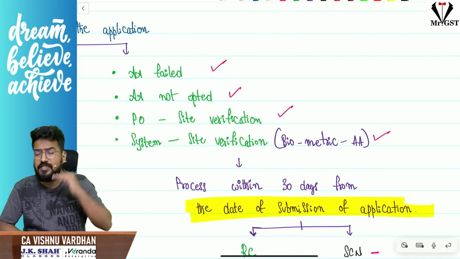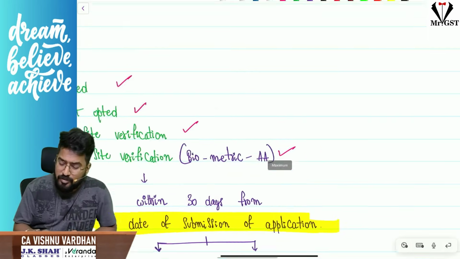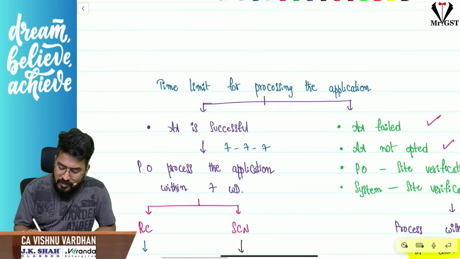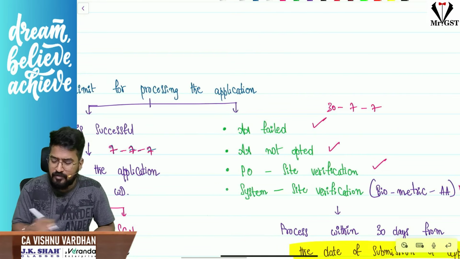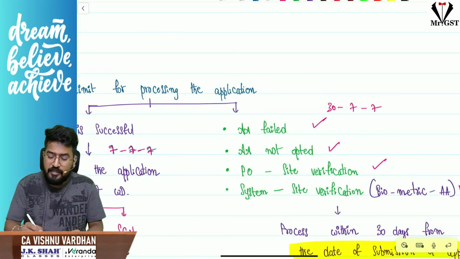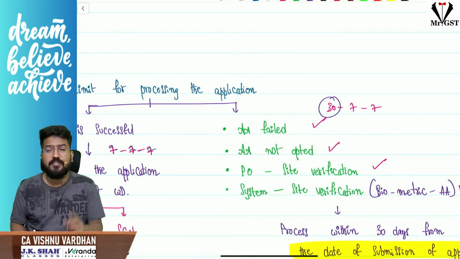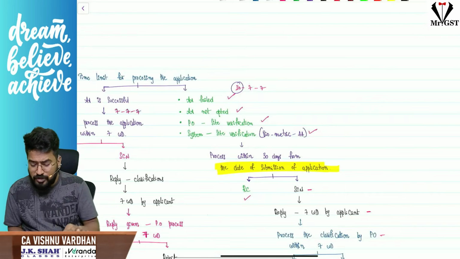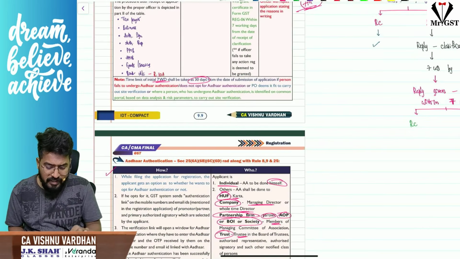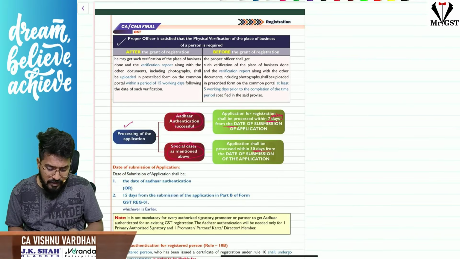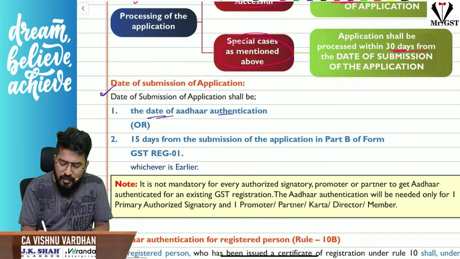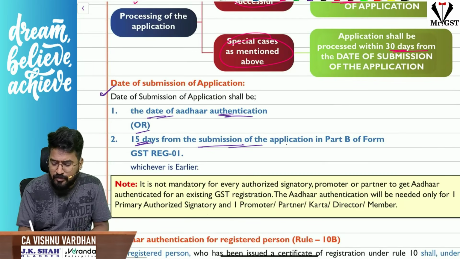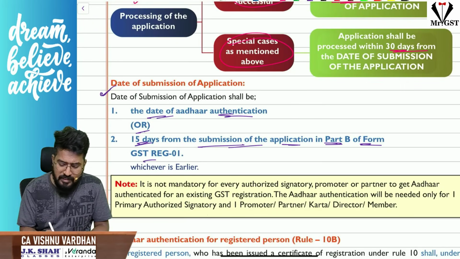That means if Aadhaar authentication has failed or was not opted, or the proper officer or system has selected your file for site verification and biometric based Aadhaar authentication, then the starting point of processing the application will differ. Generally it is 7 working days, 7 working days, 7 working days, correct? But here it is 30 days, 7 working days, 7 working days. That is how it will change. And here the 30 days calculation is from the date of submission of application. What do you mean by that, sir? The date of submission of application means the date of Aadhaar authentication, or 15 days from the submission of the application in Part B of Form GST REG-01.